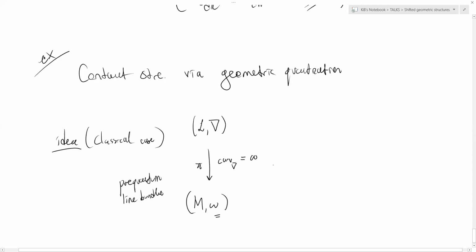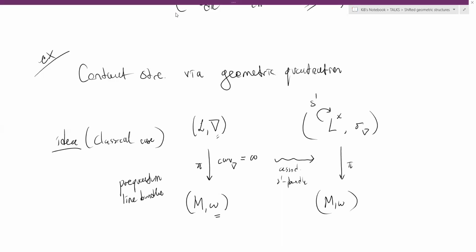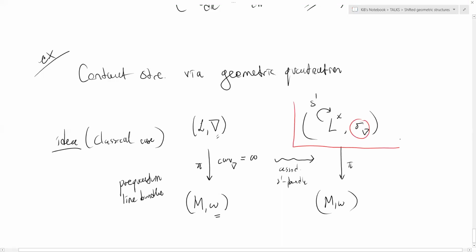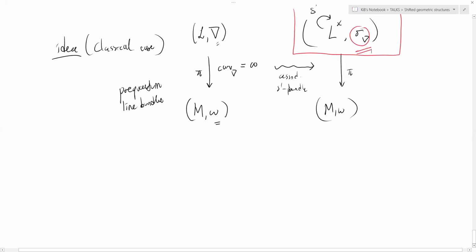And then if you consider the associated principal bundle, let's say this is your frame bundle, you have a natural S1 action over here, and the projection is just the restriction of the original projection. So this is the associated S1 bundle. And then you have the connection, and here you have the connection one form. If you look at the classical theory, you see that this form turns out to be a contact form. So therefore, this total space here is a contact manifold, with the contact structure induced by this connection one form. So classically, we have this nice construction.